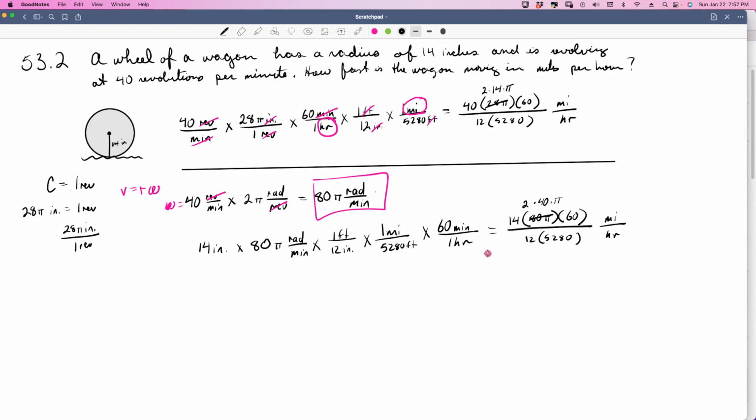Okay? So, what I would like for you to do, because it gets sticky, is multiply anything that is like a revolution and anything that has a pi together. And anything that is like a unit of reference, 60 is a unit of reference, 12 is a unit of reference, you don't have to multiply those. You can leave those.